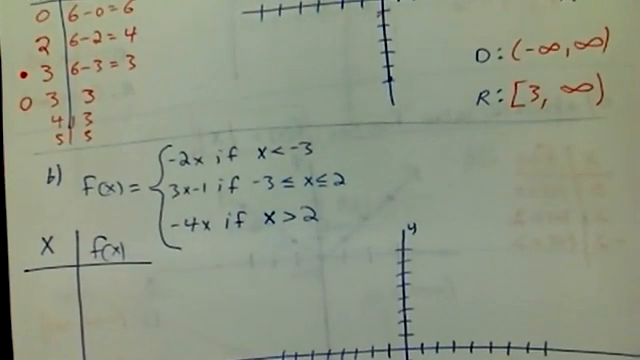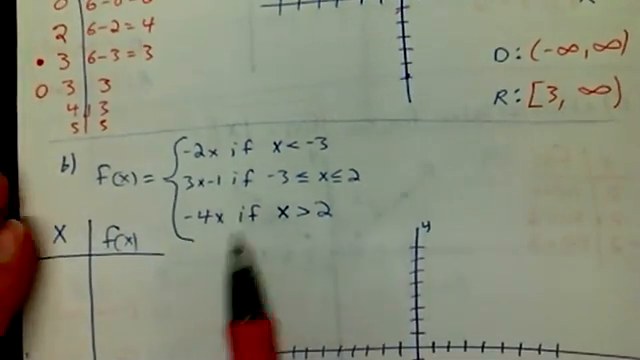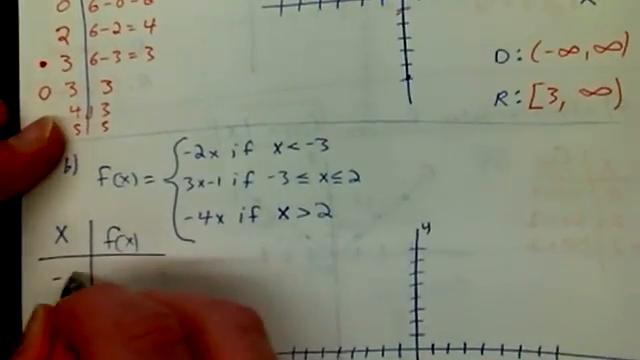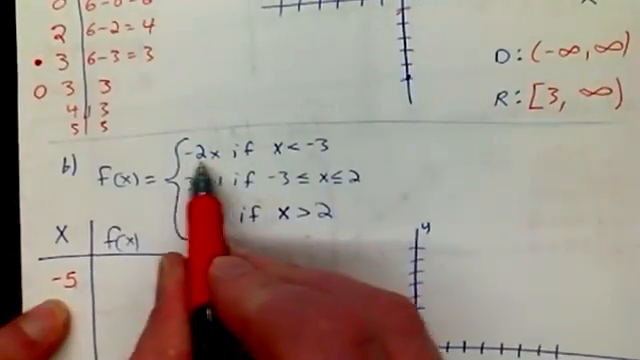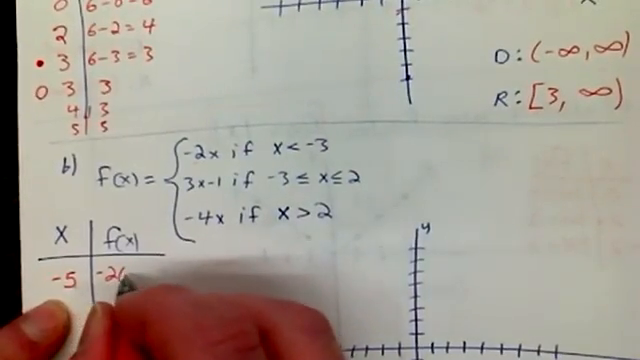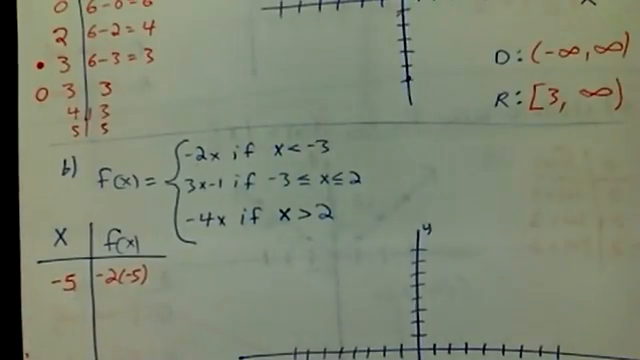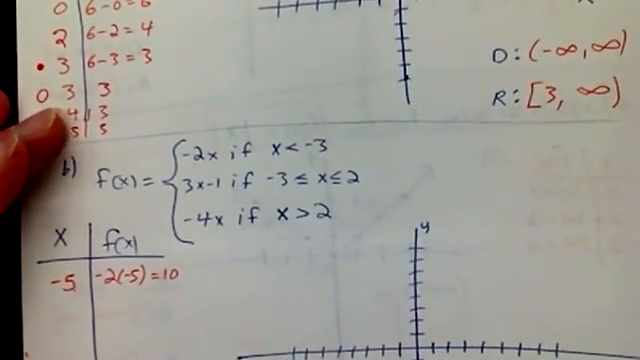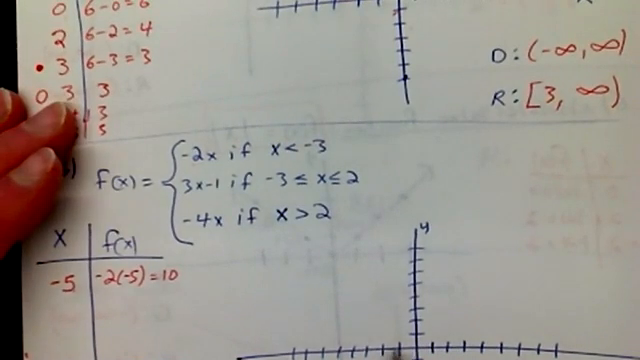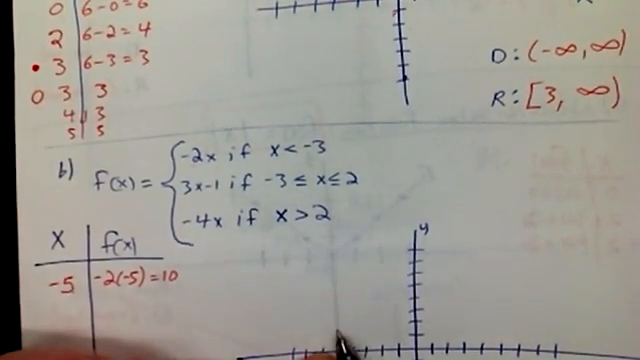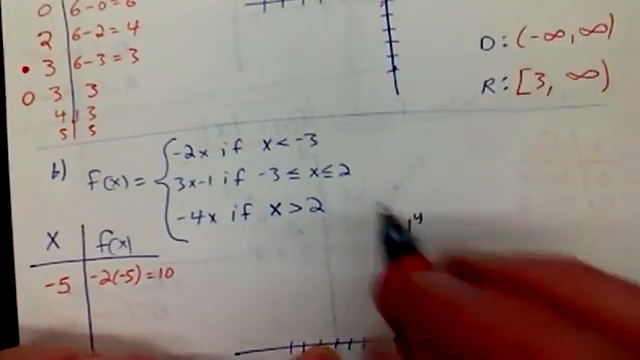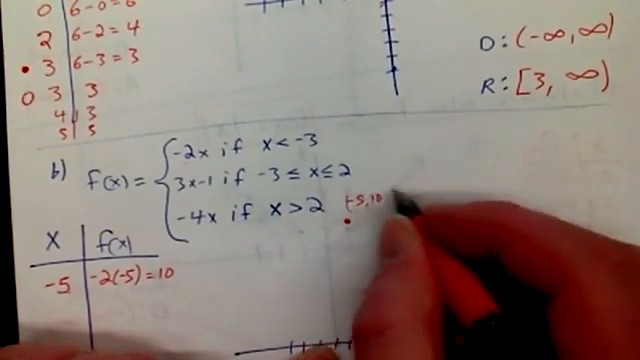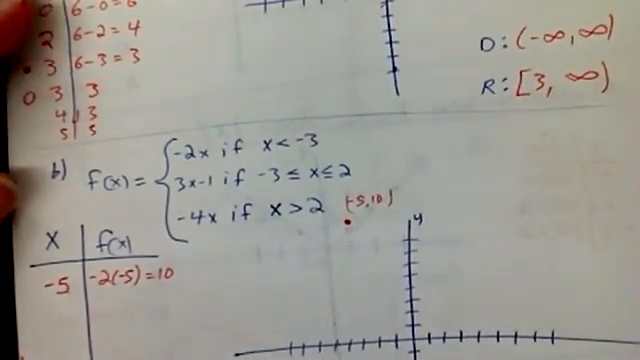Let's look at B. There's 3 pieces here. So let's start with the first one, -2x, if x is less than -3. I'll go ahead and start at -5. That means I'm going to use this piece here. -2 times -5, that's going to be 10. So I got (-5, 10). So let's see, 1, 2, 3, 4, 5, and then 1, 2, 3, 4, 5, 6, 7, 8, 9, 10, way up here somewhere, right? (-5, 10).